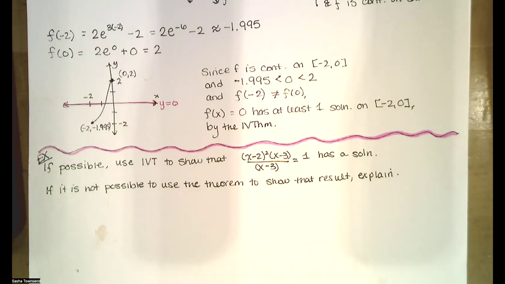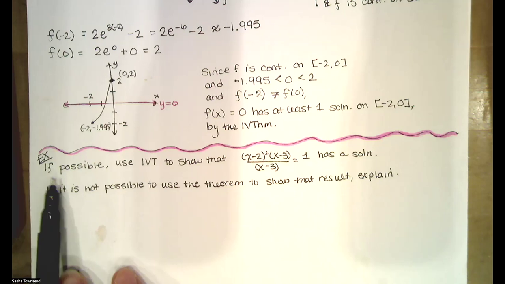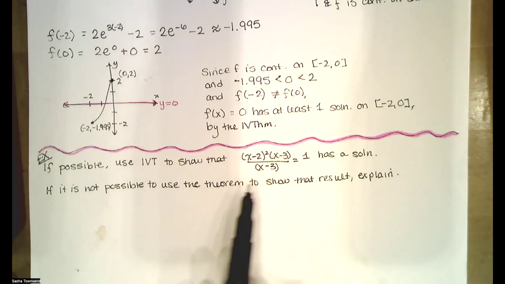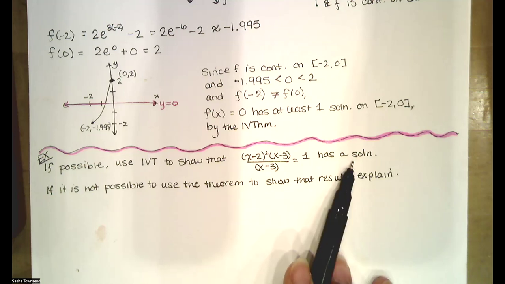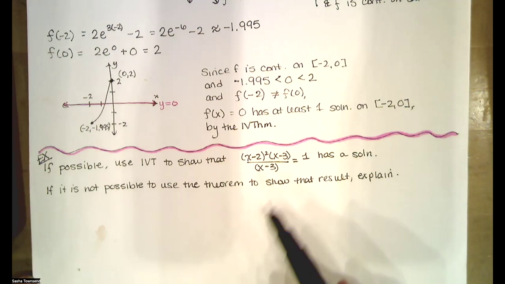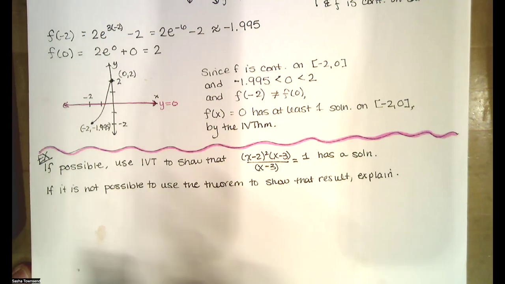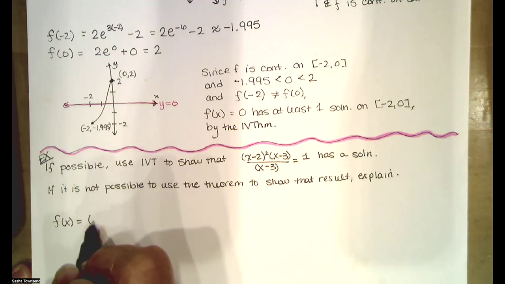Now let's look at a few examples where the intermediate value theorem does not apply. So here's an example. This might be a quiz question. If possible, use the intermediate value theorem to show that this equation has a solution. If it's not possible to use the theorem to show the result, explain. And so we've got a function that is a rational function. State the function right here.